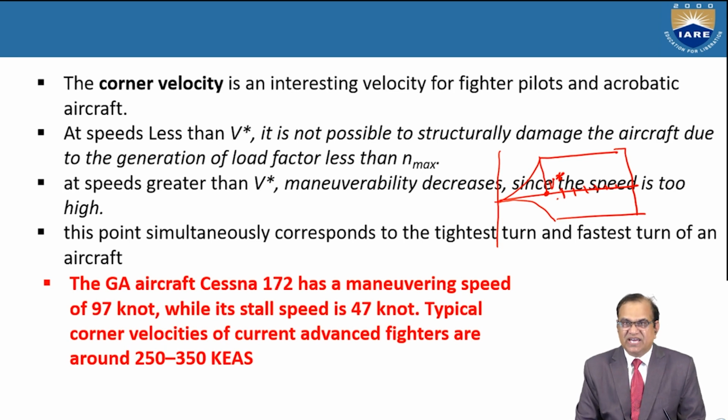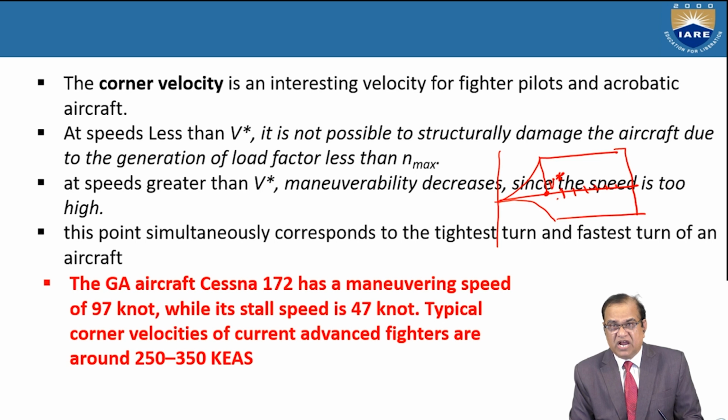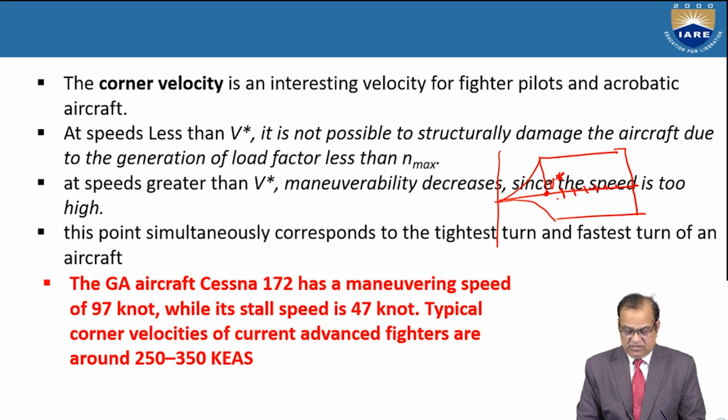The general aviation aircraft like Cessna has a maneuvering speed of 97 knots while its stall speed is 47 knots. Typical corner velocity of the current advanced fighter aircraft is around 250 to 350 knots equivalent airspeed. So 250 to 350 is the best speed for any fighter aircraft to do the maneuvering.